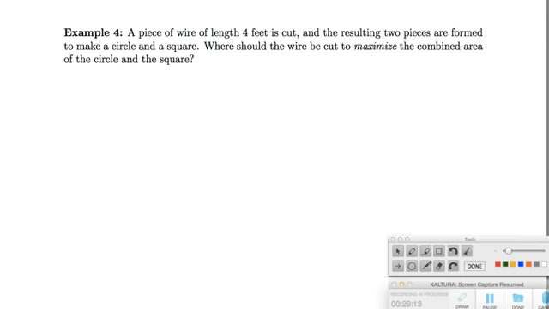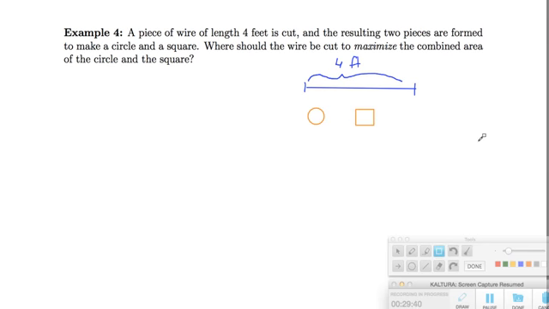So again, just to reiterate, I've got 4 feet here. And I want to cut it, not necessarily in half, but I want to cut it in 2 parts where I've made a circle and a square, and I want the total area to be maximized.